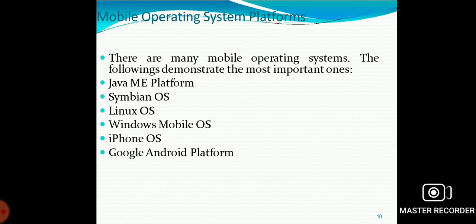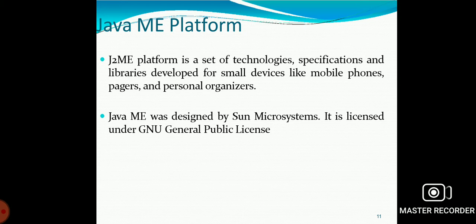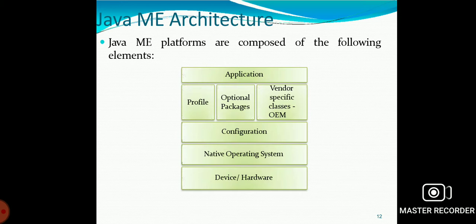Now we are going to discuss the Java platform. The J2ME platform is a set of technologies, specifications, and libraries developed for small devices like mobile phones, pagers, and personal organizers. Java ME was designed by Sun Microsystems. It is licensed under the general public license. So we are going to discuss the architecture of Java. This main platform is composed of the following elements. We have to see the architecture structure.